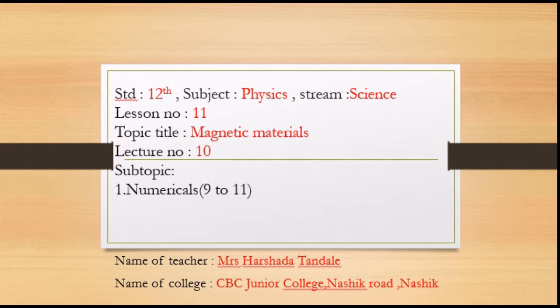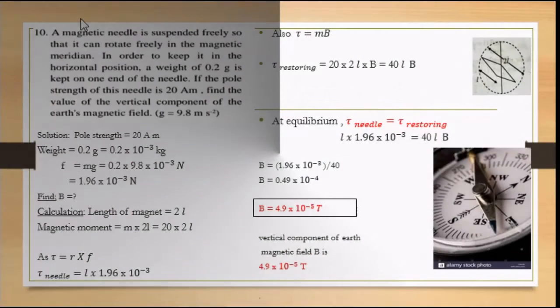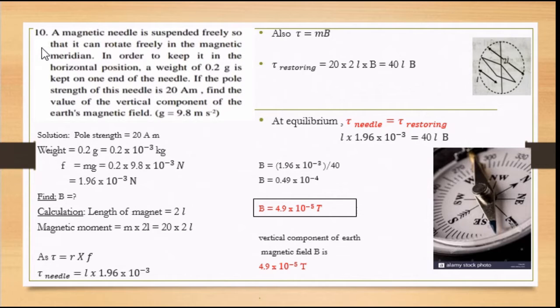Today, from the topic of magnetic material, we will discuss the numericals from the text, numerical number 9, 10 and 11. Students, let us solve numerical 10 from the textbook, which is an unsolved sum.